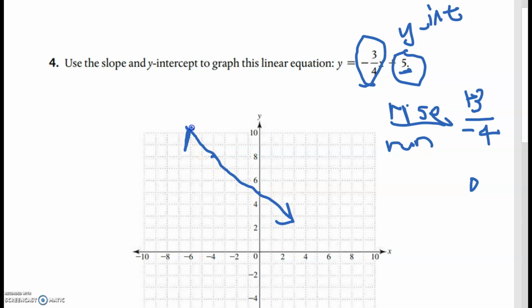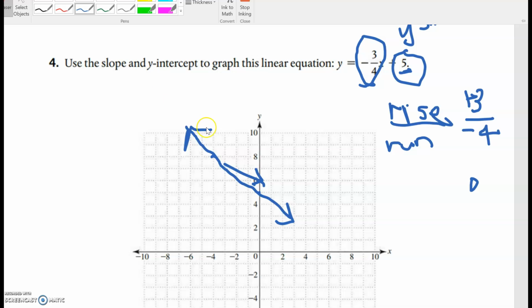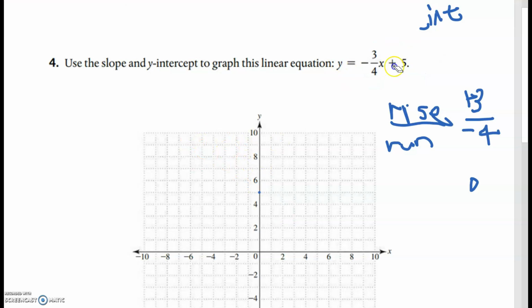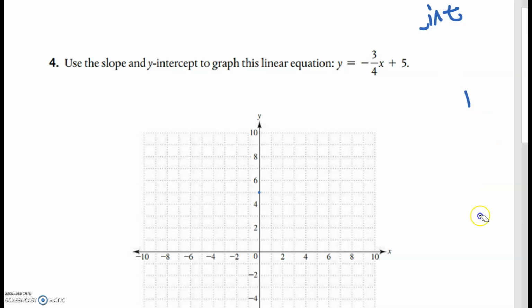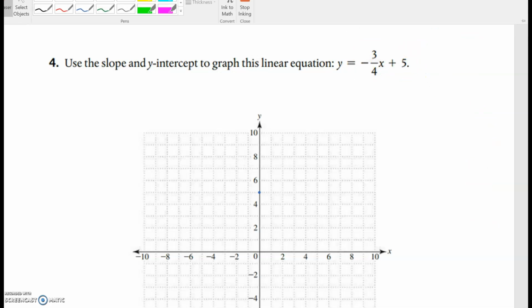And again, does it have negative slope? Yeah, looks like it. And does it start at 5? Yes. So that is one way to graph if you understand y equals mx plus b form. If you understand that this is your y-intercept and that's your slope, then you should be good.